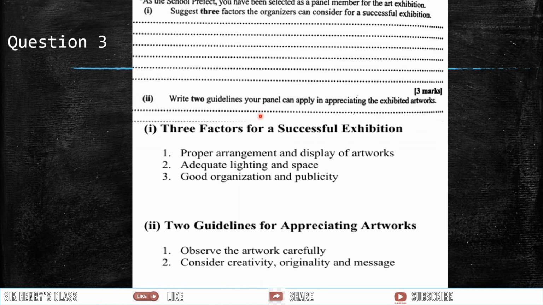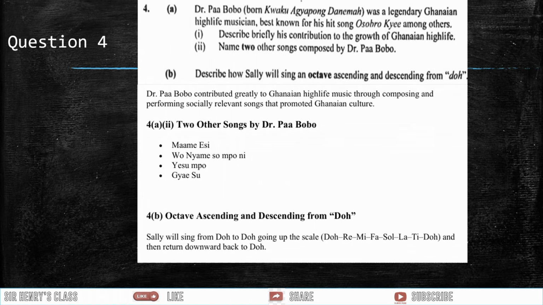Write 2 guidelines your panel can apply in appreciating the exhibited artwork. So they should observe the artwork carefully. They should consider creativity, originality, and also the message that the artwork is passing out.